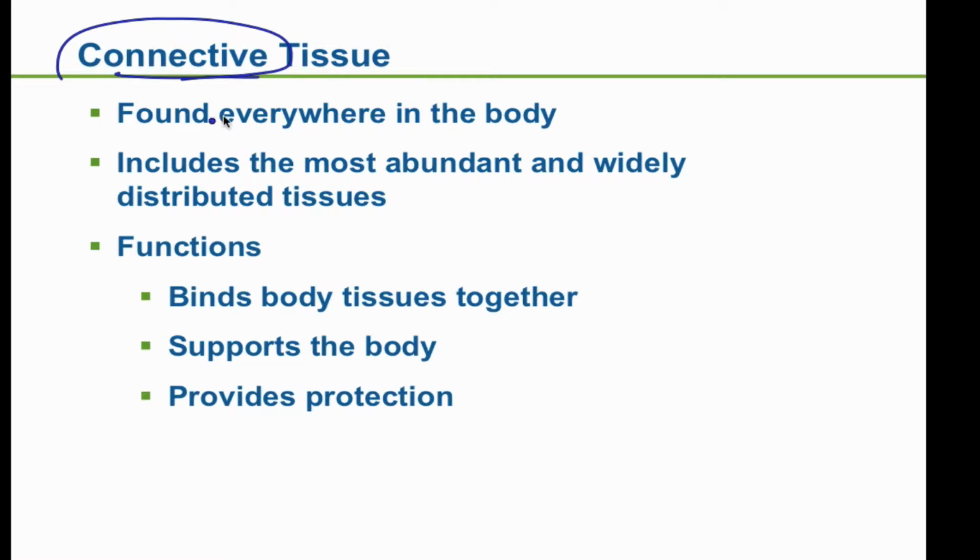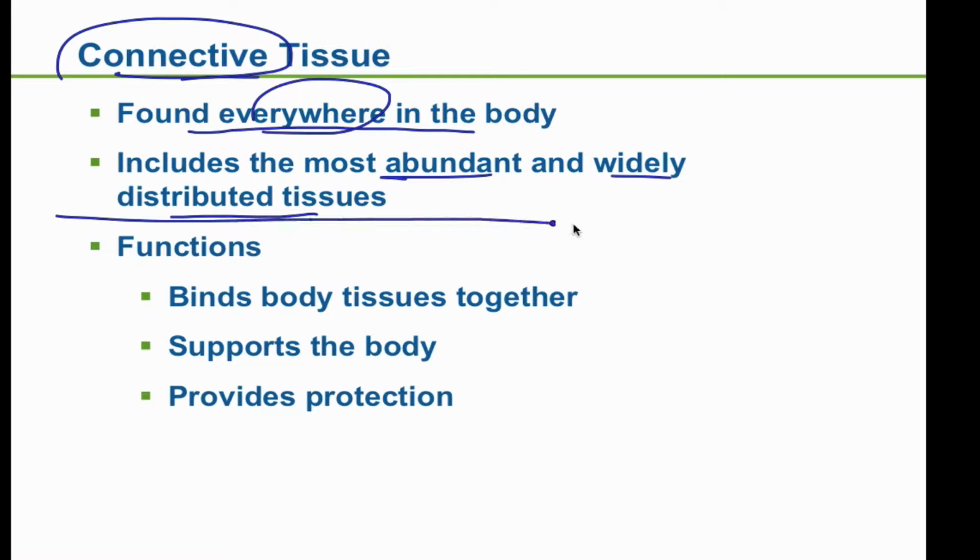In the locations, go ahead and write that it's found everywhere. So everywhere in the body. In addition, under location, it's going to be the most abundant and widely distributed type of tissue. In the location section, that's what you're going to put. So right up there. Then in the function section, this will bind body tissues together, support the body, and provide protection.